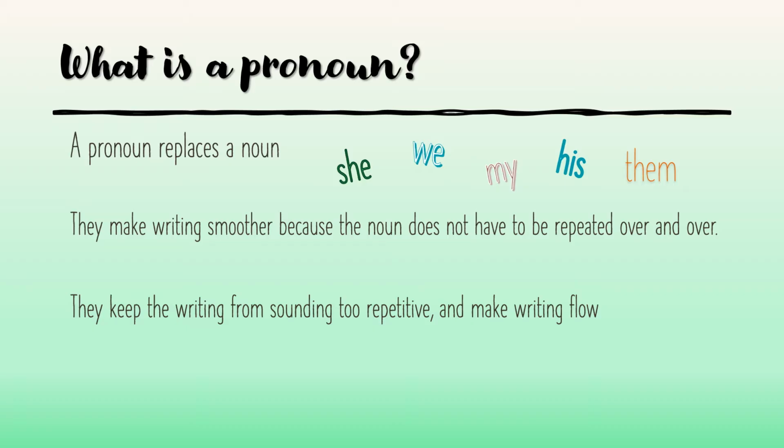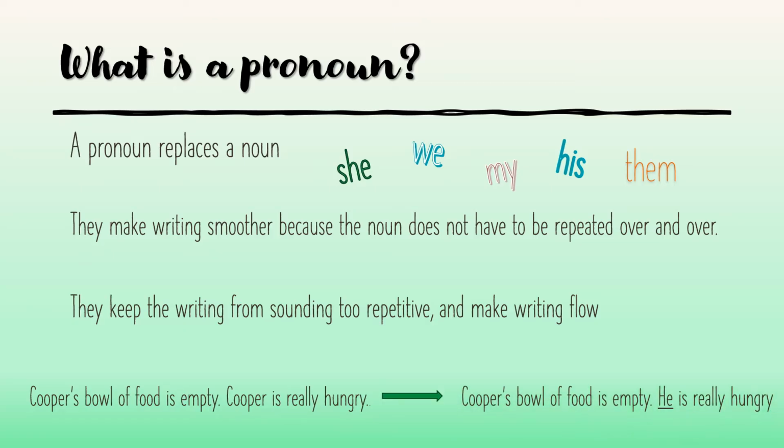We use pronouns in writing because it helps make the writing smoother because we don't have to repeat the same noun over and over and over again. It also keeps our writing from sounding too repetitive and helps our writing flow better when we read and write it. So for example, we can take these two sentences, Cooper's bowl of food is empty, Cooper is really hungry, and by adding a pronoun, we change it to Cooper's bowl of food is empty, he is really hungry.